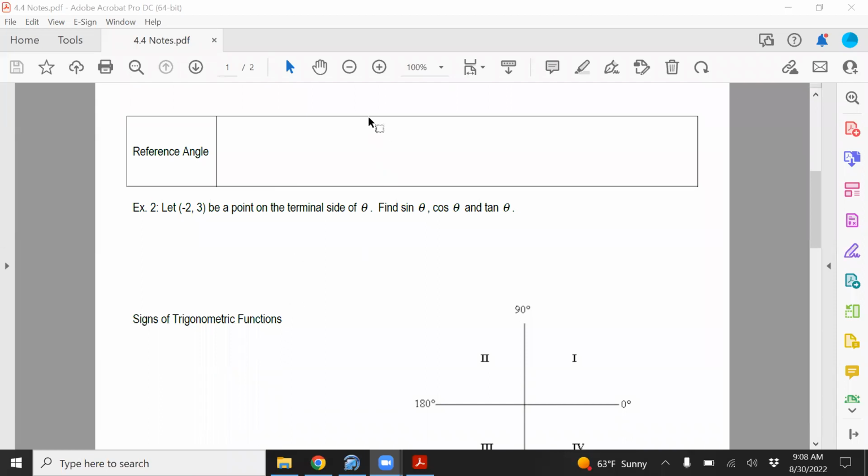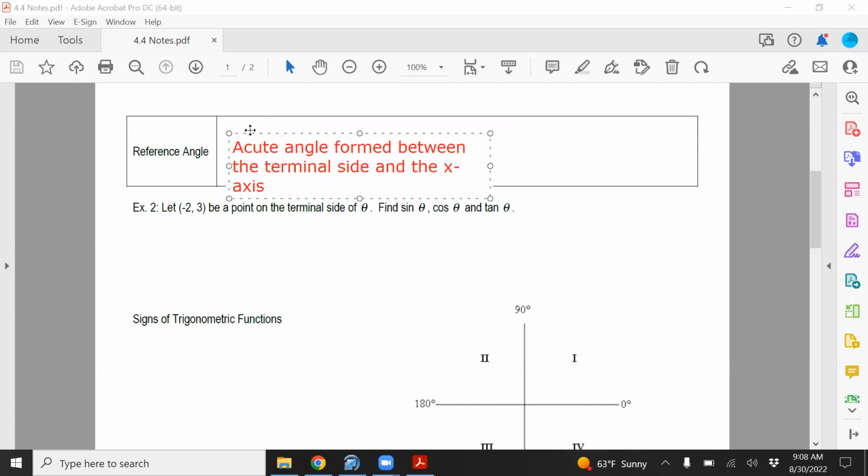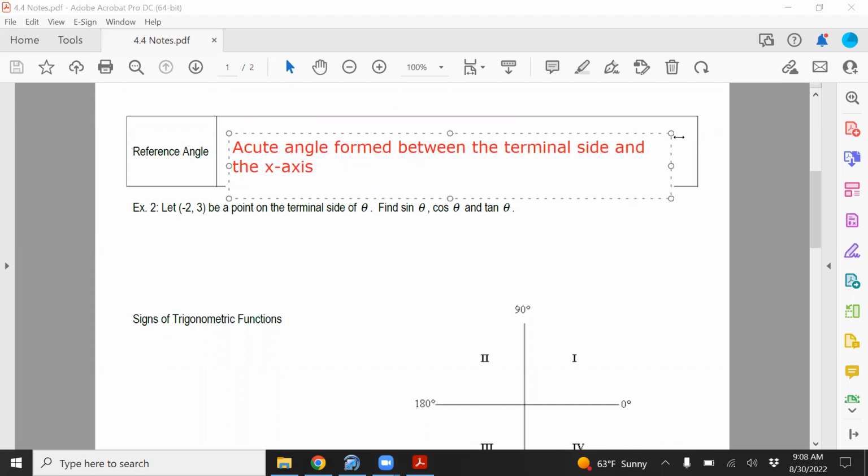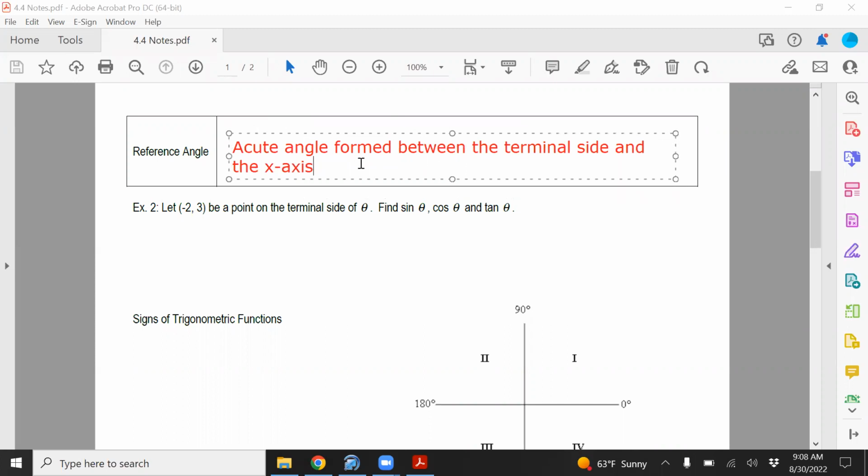Before I do example 2, a reference angle is, let me type it up, that would be easier. It'll be an acute angle formed between the terminal side and the x-axis. So let me give you an example. I'll do it off to the side here. Then we'll do example 2.